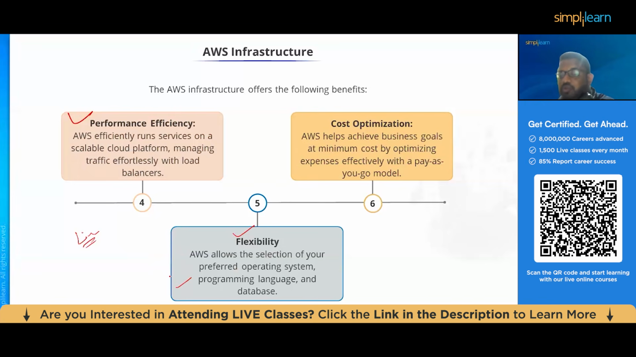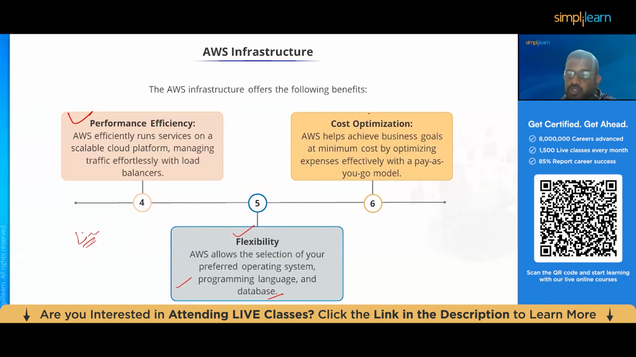Then programming language. Someone wants to use .NET, Java, Ruby on Rails, Python. It's up to you, right? Then databases. We have RDS, DynamoDB, Redshift, ElastiCache, right? So different types of databases are available. It's up to you as per your client requirement. You are going to decide which database should be used, right?